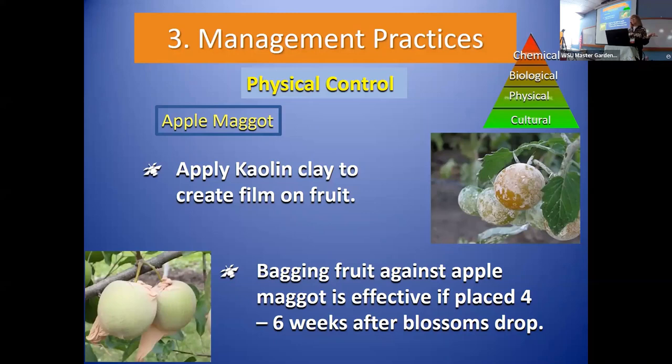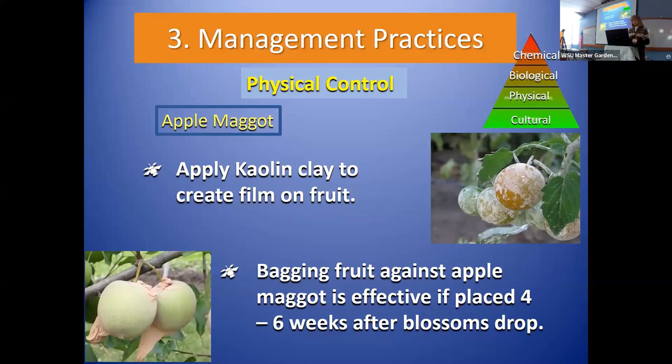And it's sold as a product called Surround. And you just mix it with water and put it in one of those little pumpers and then spray it onto your tree. It's not going to kill the apple maggot, but because it does irritate them, they'll just go to a different tree.